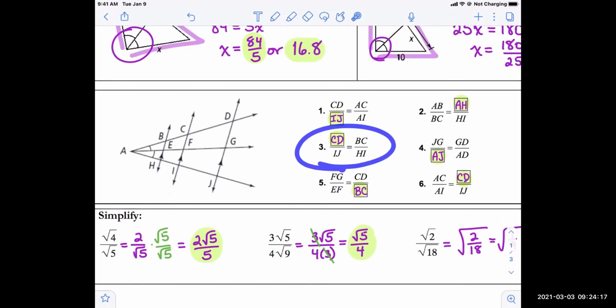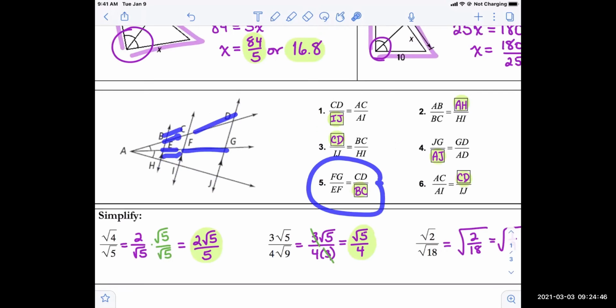Okay, like for this one, BC over HI. BC over HI equals what over IJ? Well, IJ is here, so it should be CD. Okay, when you fill in the proportions here, you should be picking things that are in the same positions as what you're comparing it to. So FG to EF is equal to CD, and that would be BC.